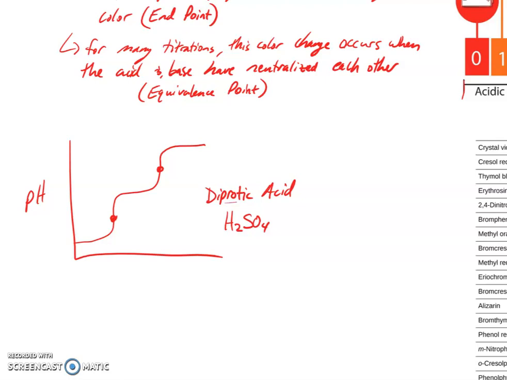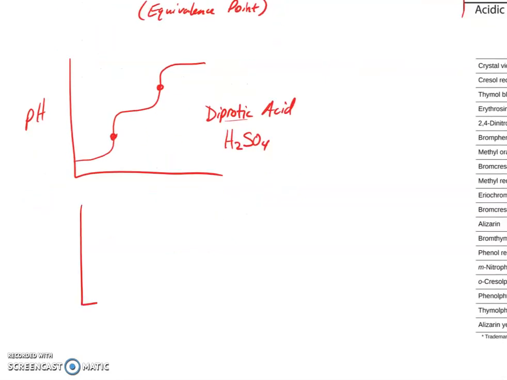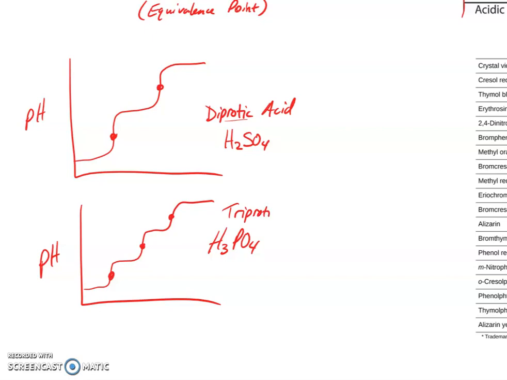It's called protic because an H+ ion is essentially just a proton, because it doesn't have an electron and no neutrons. So it's just a proton. So a diprotic acid would be H2SO4. Similarly, if you get a pH curve that looks like this with three equivalence points, that's for each of the three protons being removed, something like H3PO4. This is a triprotic acid.